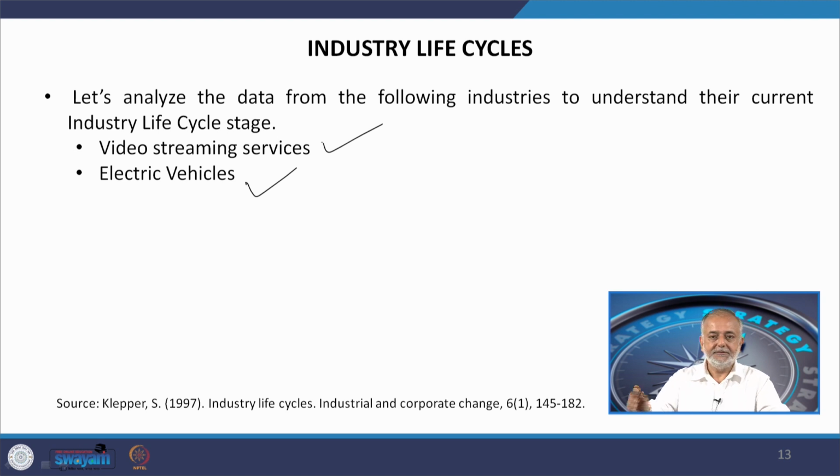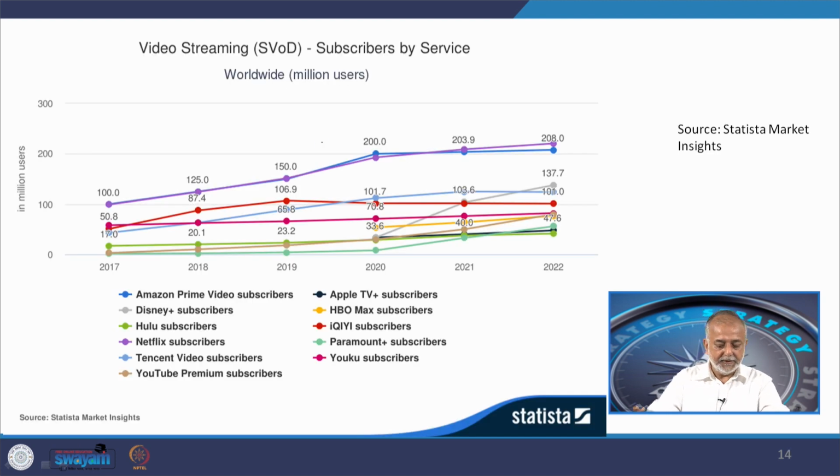So, Klepper is again referred to here. Now, look at this graph, video streaming subscribers by service. So, a blue line expresses Amazon Prime Video subscribers, this dark blue line here, second from the top, and on top of it, the purple one is Netflix subscribers, and then there are several others. Red one is IQY subscribers, green one at the lowest level is Paramount subscribers, and so on.